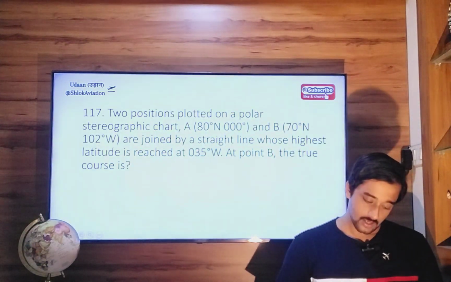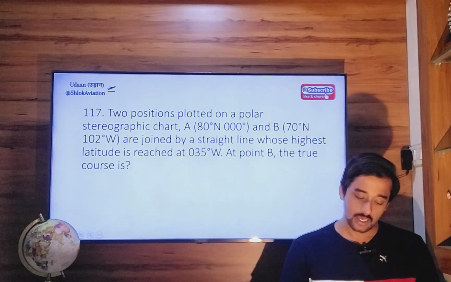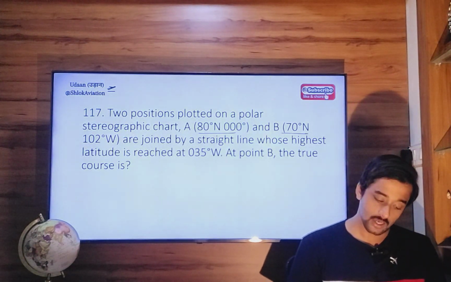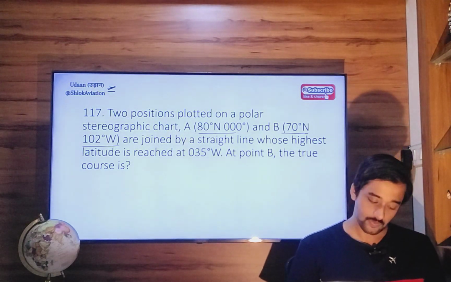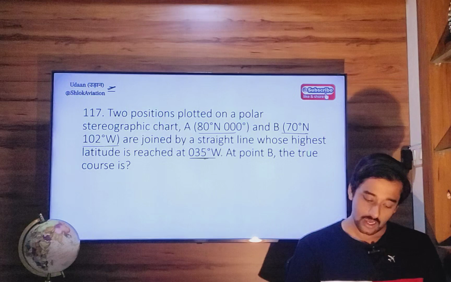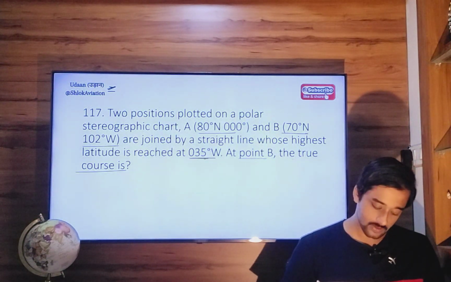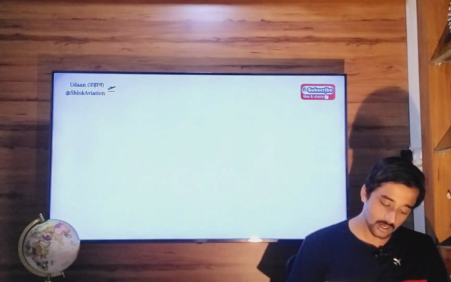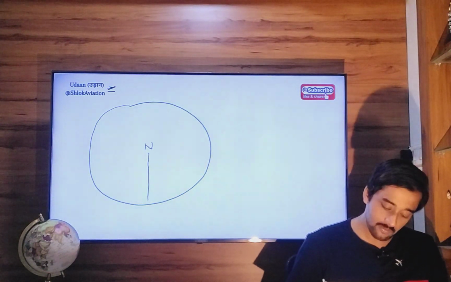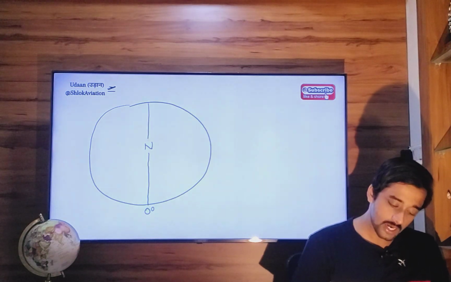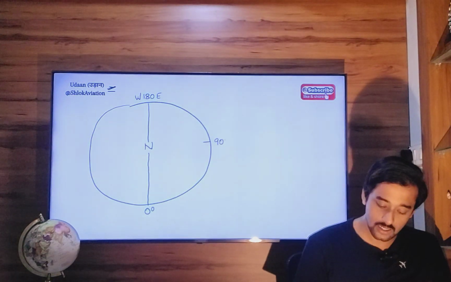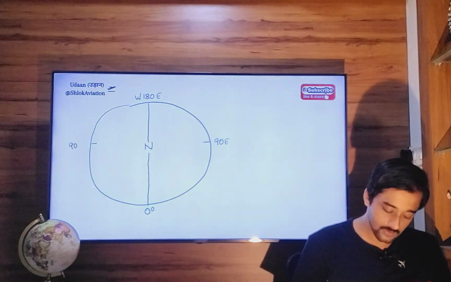Simple. Two positions plotted on a polar chart. One is 80 degrees north, prime meridian. Another is 70 degrees north, 102 west. They are joined by a straight line whose highest latitude is reached at 35 west. At point B, the true course is what? So now you will have to draw the Earth with respect to the North Pole. This is your prime meridian 0 degree, 180 degree east-west anti-meridian, 90 east, 90 west. Okay.